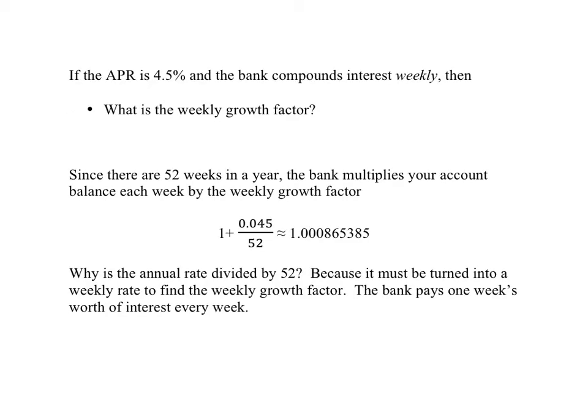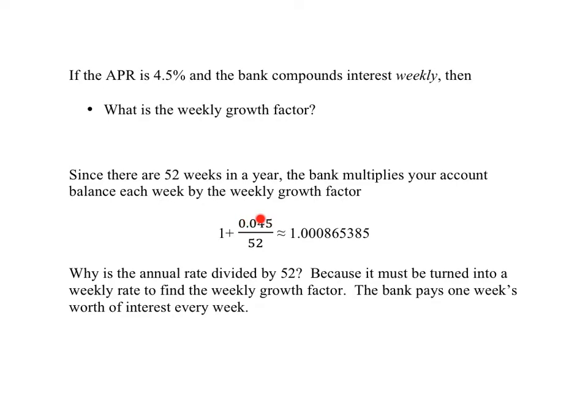Continuing with our example of a bank account with an APR of 4.5%, but now with weekly compounding, we can ask, what is the weekly growth factor? There are 52 weeks in a year. It's true that it's not exactly 52 weeks, it's 52 weeks and a day, or 52 weeks and 2 days in a leap year, but the convention in financial settings is just to think of a year as consisting of exactly 52 weeks. So over the course of those 52 weeks, the bank is multiplying your account balance every week by the weekly growth factor.